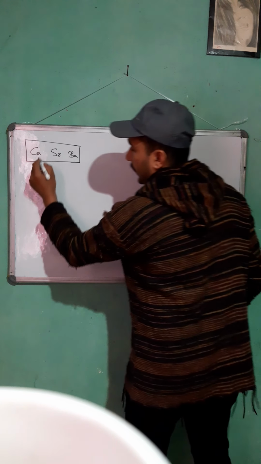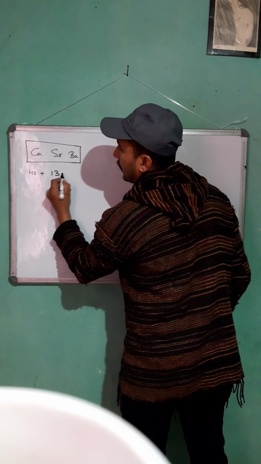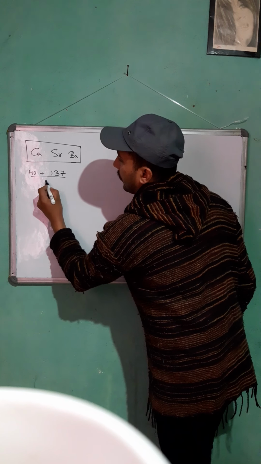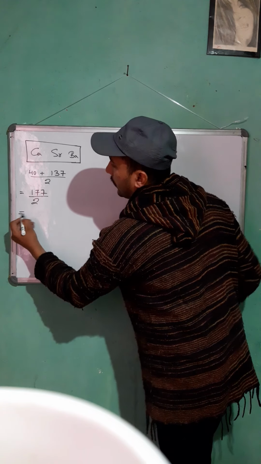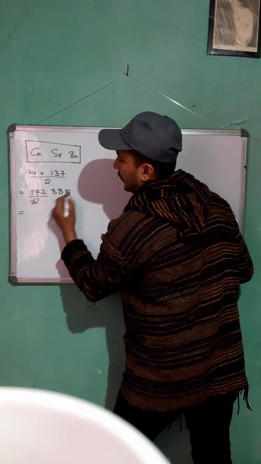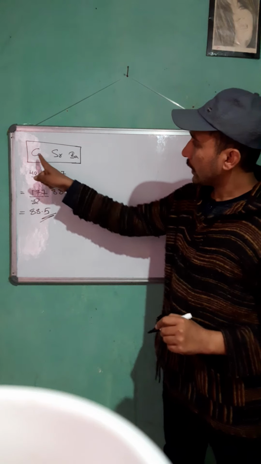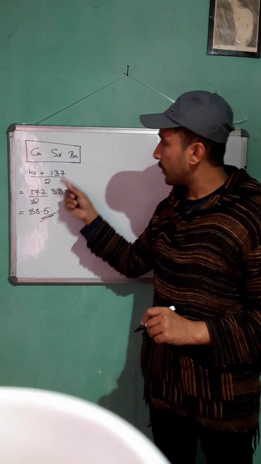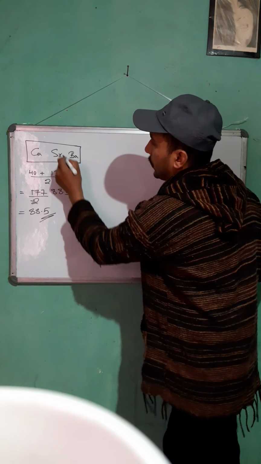Now, the atomic mass of calcium is 40 and of barium is 137. If you take the average of these two masses, 177 divided by 2, it will be 88.5. So this average mass of calcium and barium is very much close to the atomic mass of strontium, which is 88.